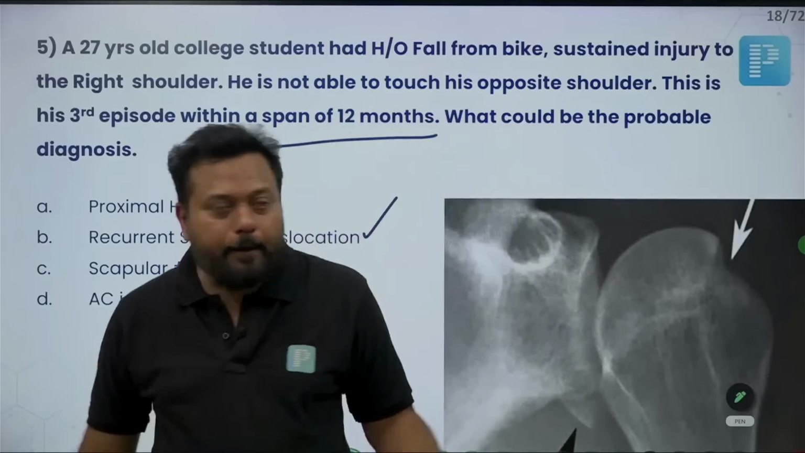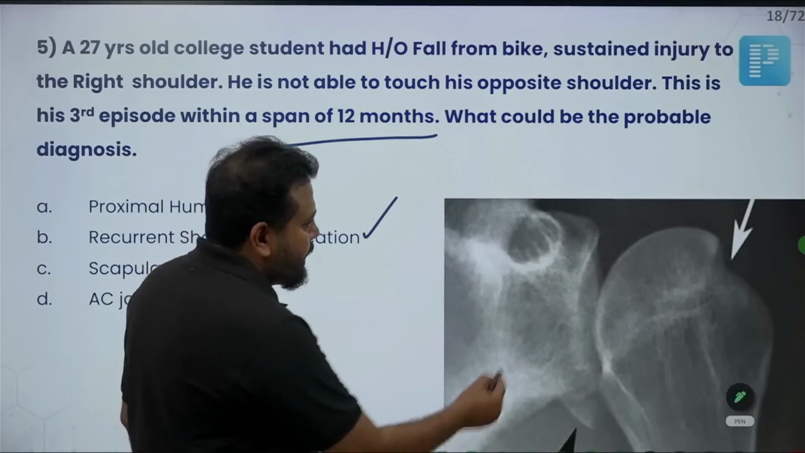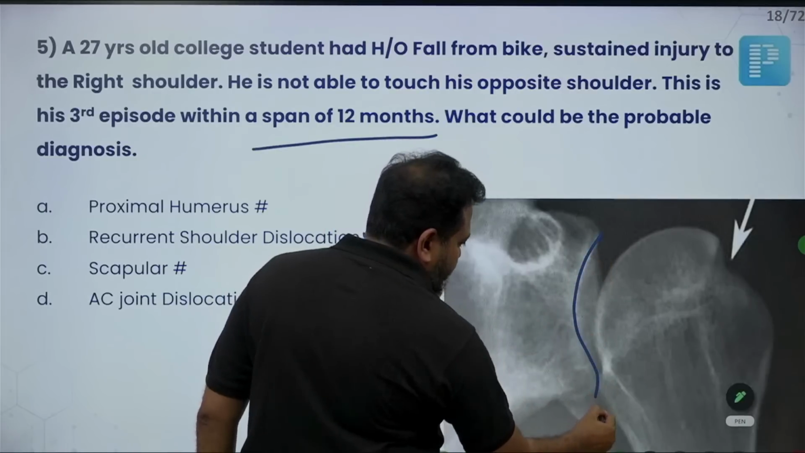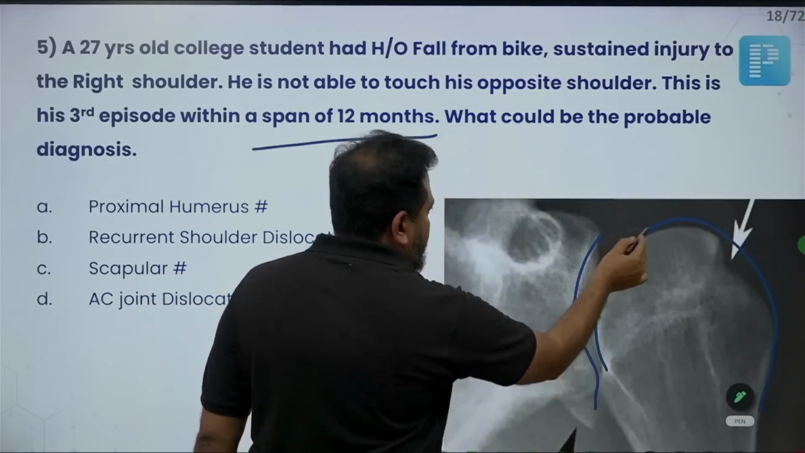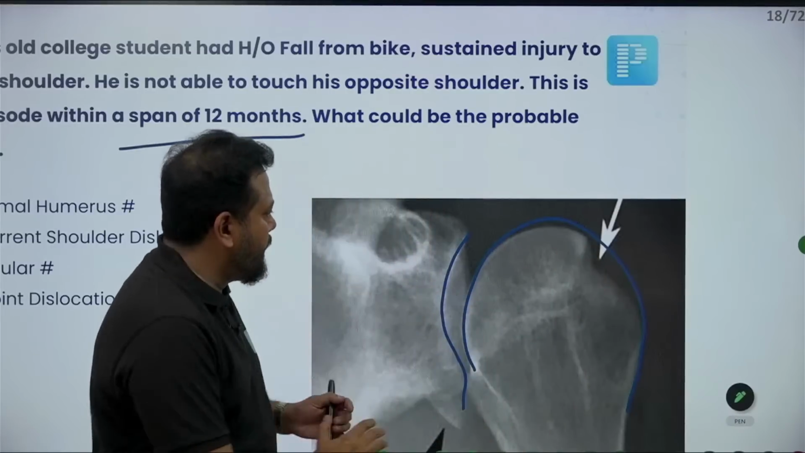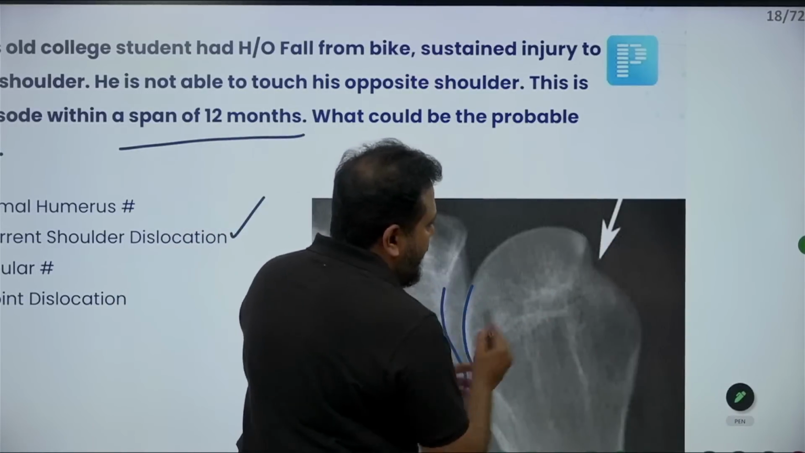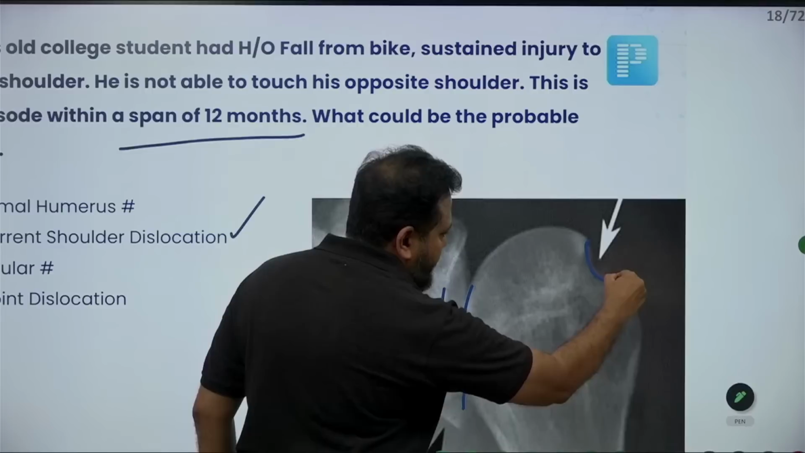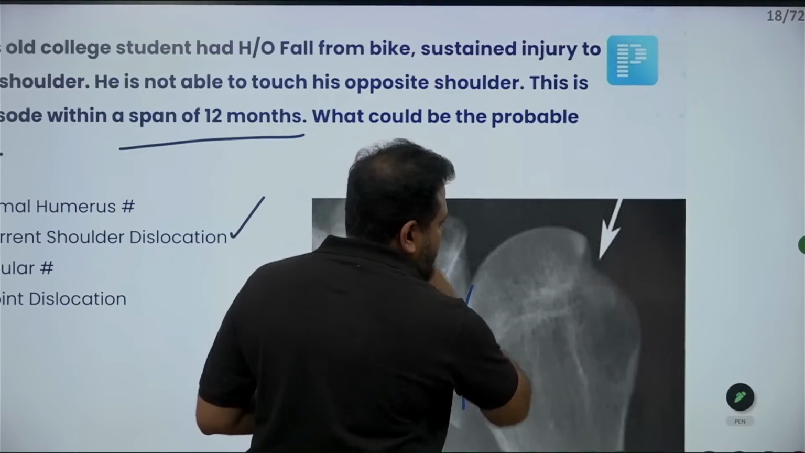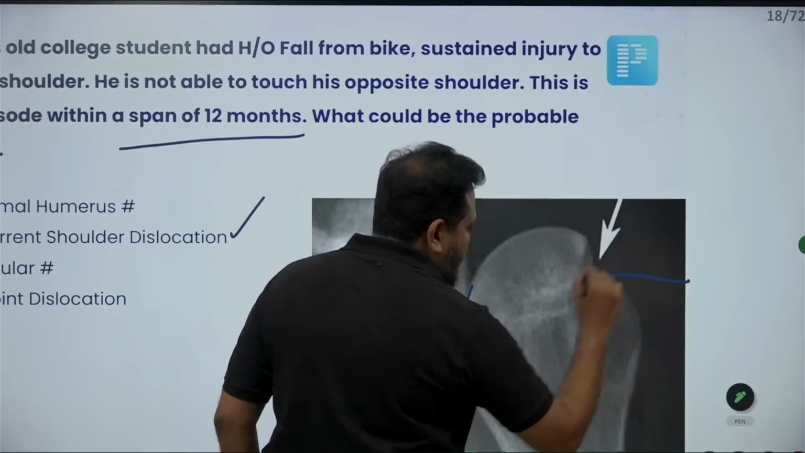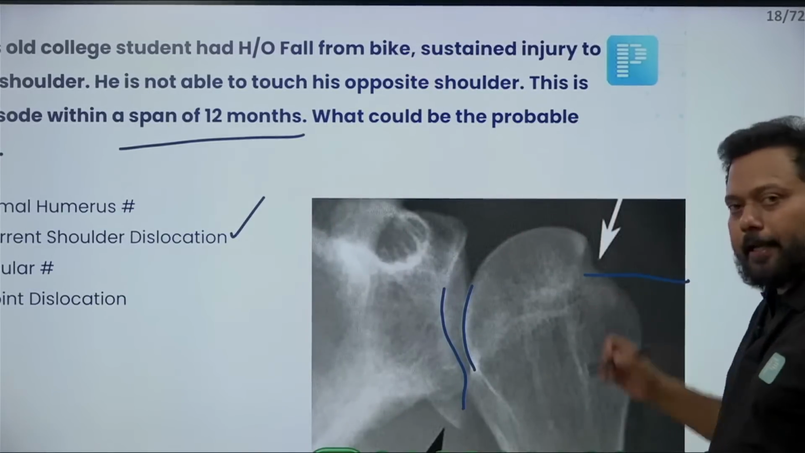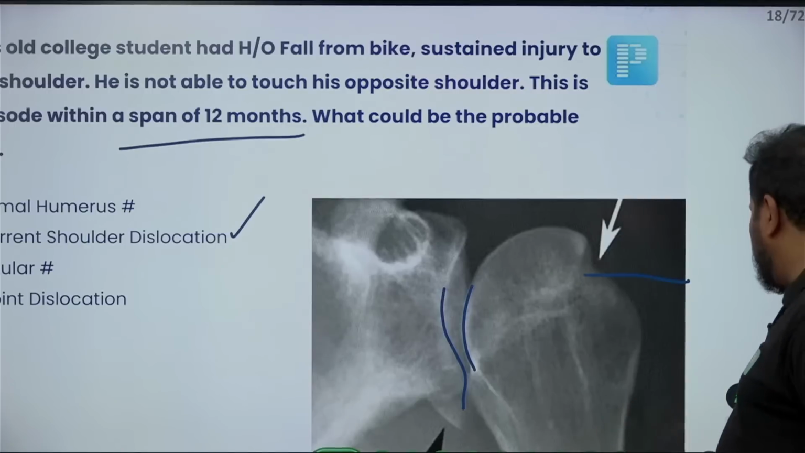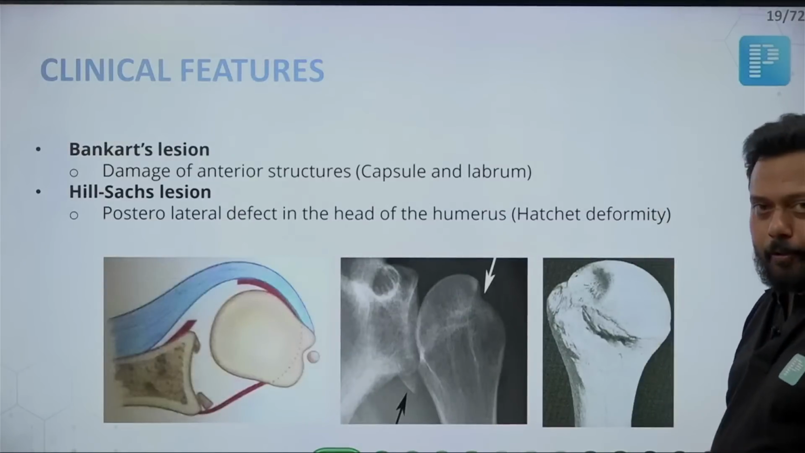So look at the diagram and give the diagnosis. What I am able to see, this is the glenoid cavity. This is the head of the humerus. In the head of the humerus, I am able to see a dip or a dimple here, a defect, and this is called Hill-Sachs lesion. I will teach you once again. This is called a Hill-Sachs lesion. So the diagnosis is recurrent shoulder dislocation.